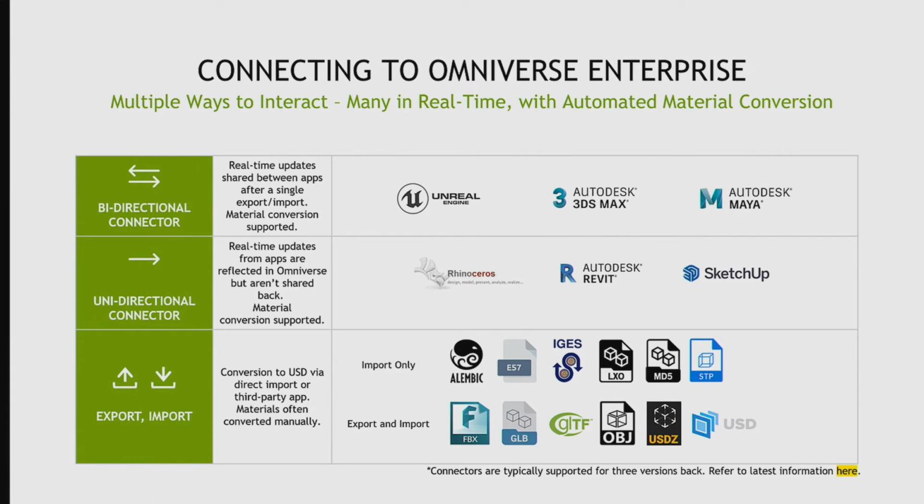And then at the bottom, we have import and export options. We can import various types of data and it'll auto-convert to USD. So currently we have Alembic, E57, IGES, LXO, MD5, STEP, FBX, GLB, GLTF, OBJ, USDZ, and USD, obviously, right? And then we have the export on the bottom as well. Now, for those that don't know how widely used USD is, anybody that has an iOS device, all your emojis are built on a form of USD with USDZ.